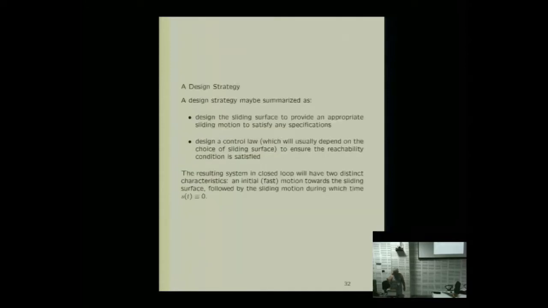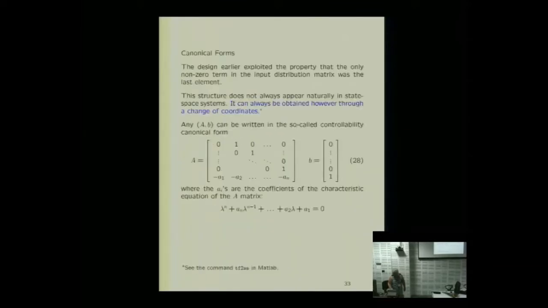So we want to get a sliding surface where this is 1, and we want to design a control law. And we want something which is fast initially, bearing in mind that it can't be too fast because we might well have physical limitations on the controller, but we do want to ensure S equals 0. Now, for the design, canonical forms become very, very important. And we will emphasize this this afternoon. It's interesting that some classical canonical forms naturally appear in this way.